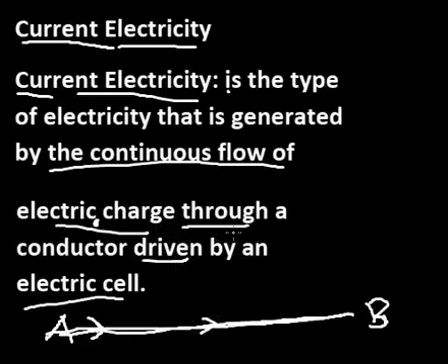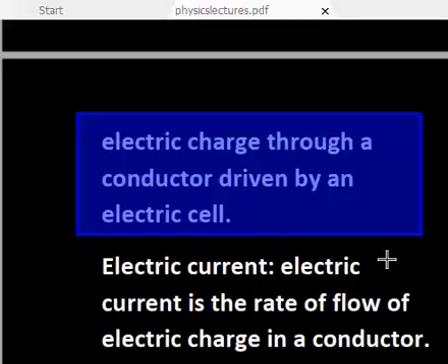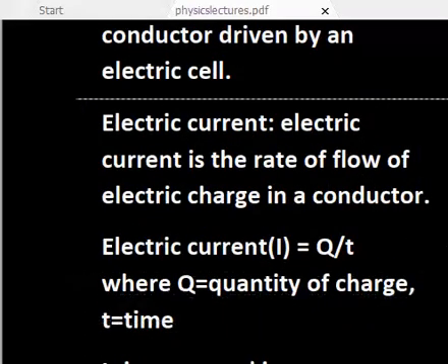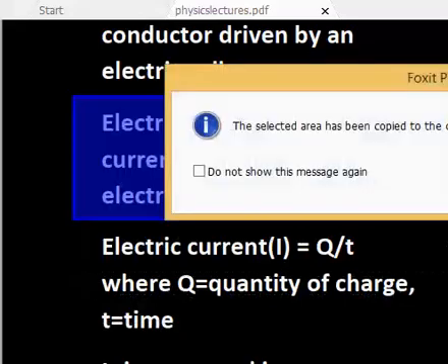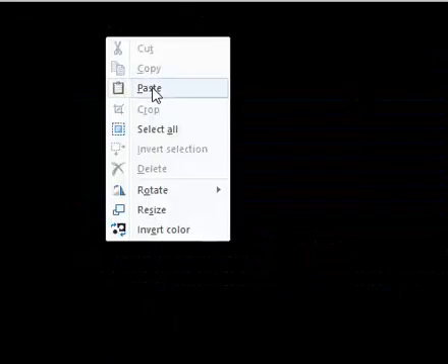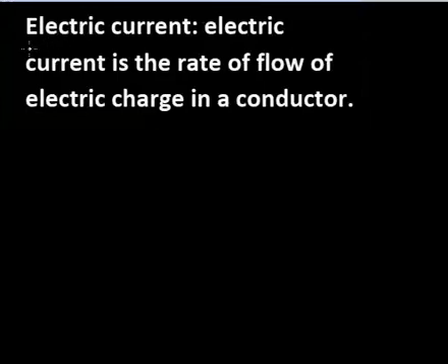So we're going to be looking at electric current. What is electric current? That's what we're going to be talking about now. I hope you're with me. So now, electric current.